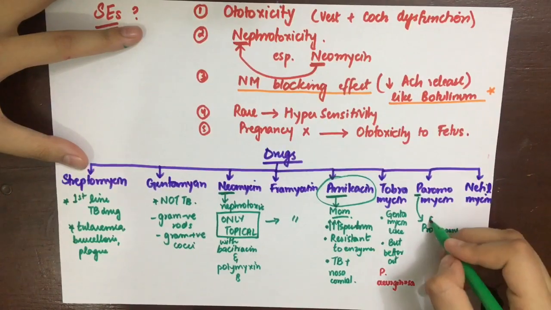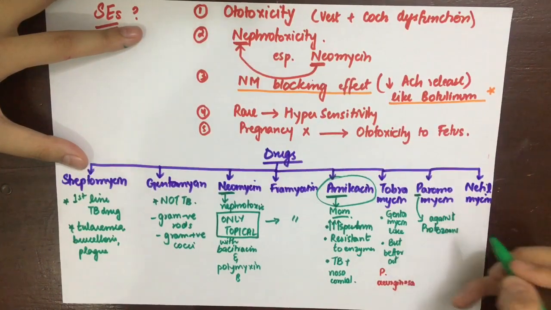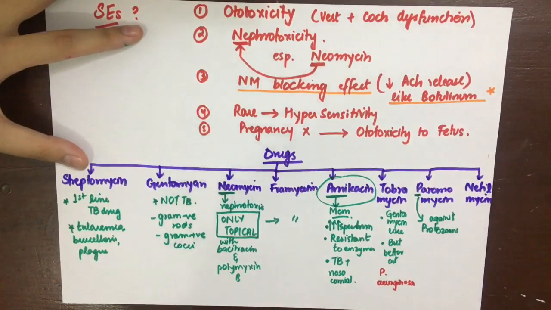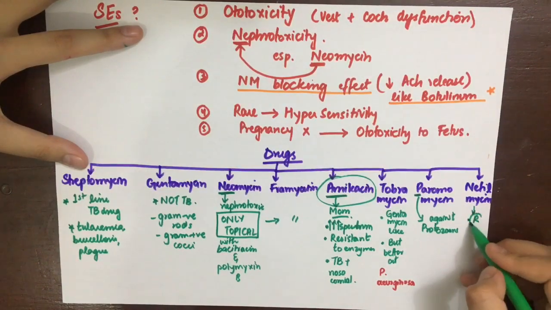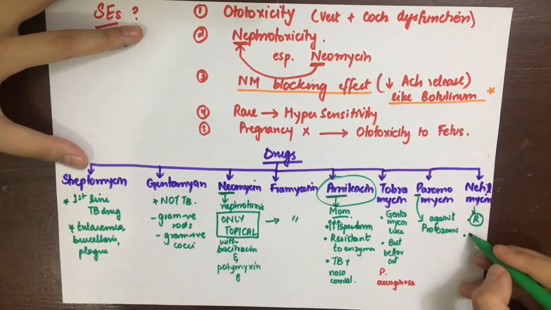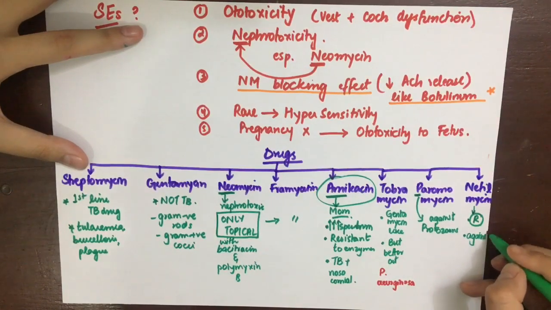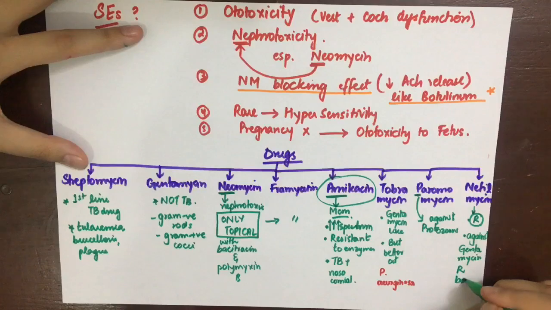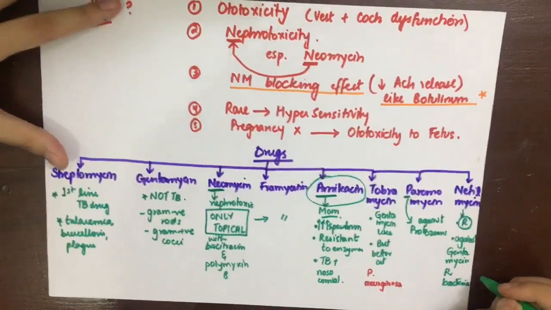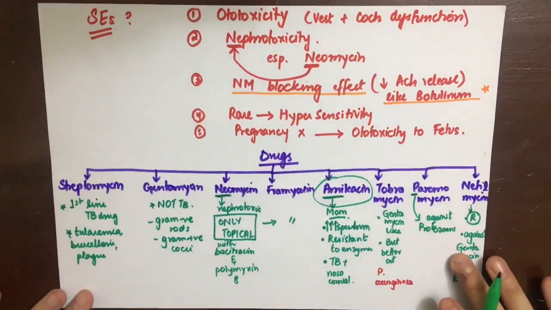Paromomycin is good against protozoans. You can remember that by P because none of the others that I mentioned here have P. So P for protozoans. These protozoans can include intestinal amoebiasis, giardiasis, etc. Next is, or last one is netilmicin, and this is resistant to inactivating enzymes and has special activity against gentamicin resistant bacteria. That's all about aminoglycosides, the first one to inhibit bacterial protein synthesis.